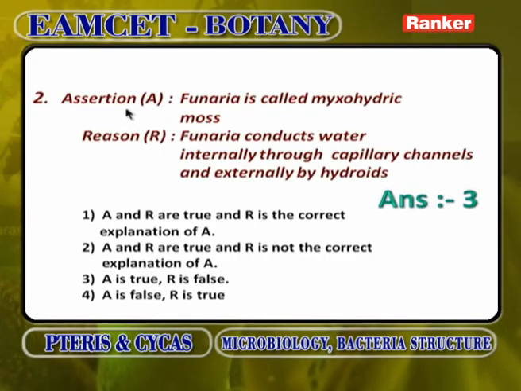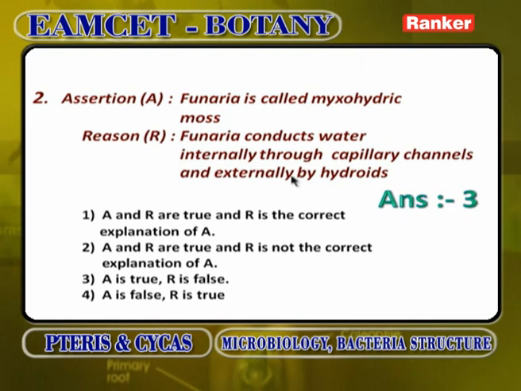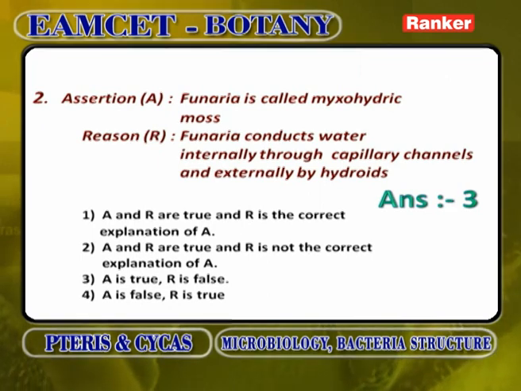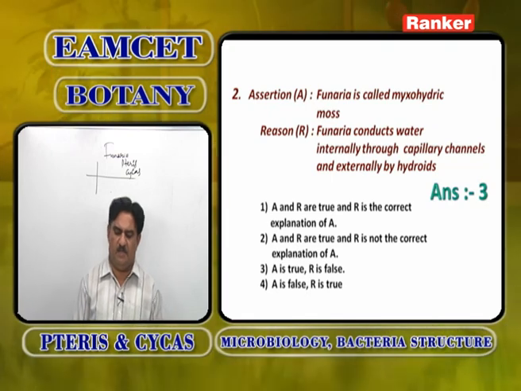Now this is an assertion reasoning question. Assertion: Funaria is called a myxohydric moss, which is correct. Reason: Funaria conducts water internally through capillary channels and externally by hydroids, which is wrong. The answer must be that Funaria conducts water internally by hydroids and externally by capillary channels.